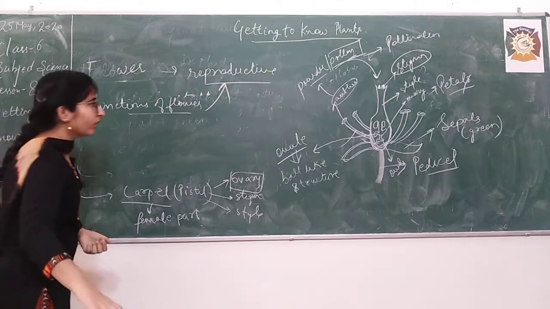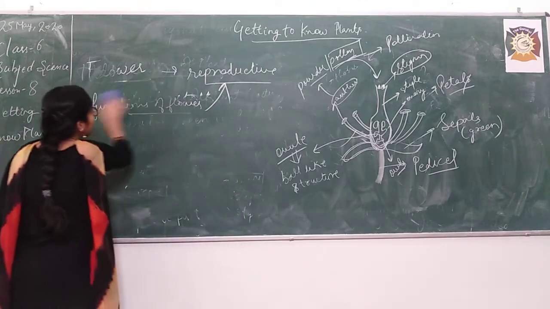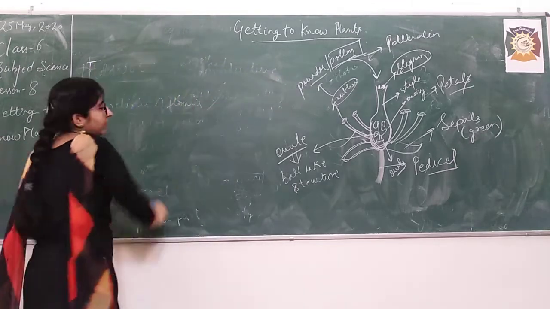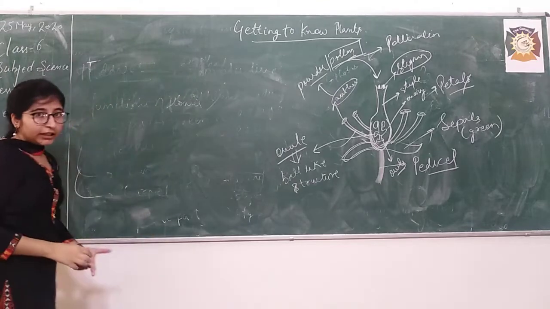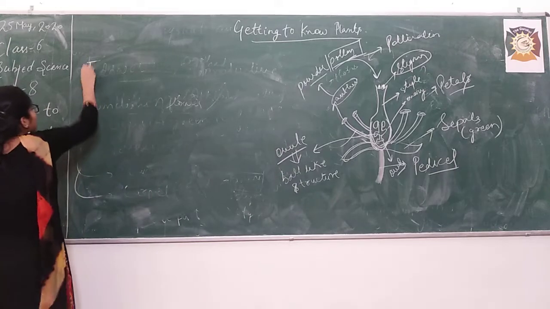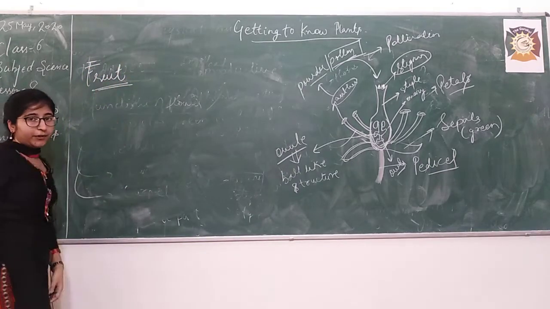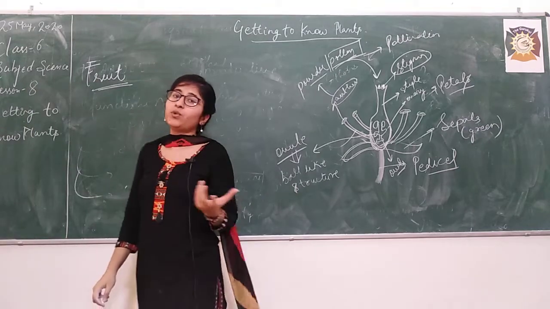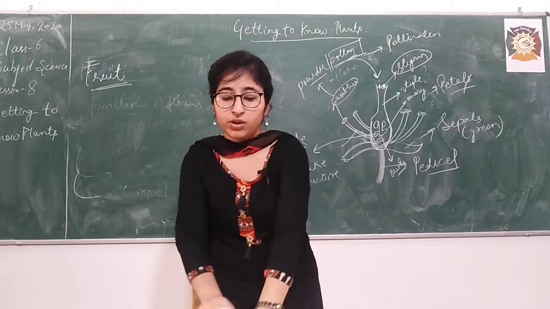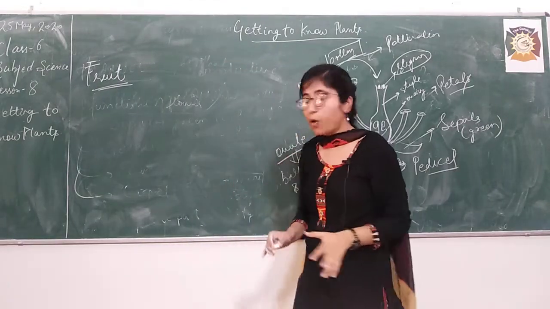Now we will do the last part of our chapter. We are studying the shoot system. We have done stem, we have done leaf. Now we have done the flower in much detail. Now the next part, fruit, is left. Now you all have seen fruits like apple and watermelon. Now students, you must have seen how a fruit is formed.